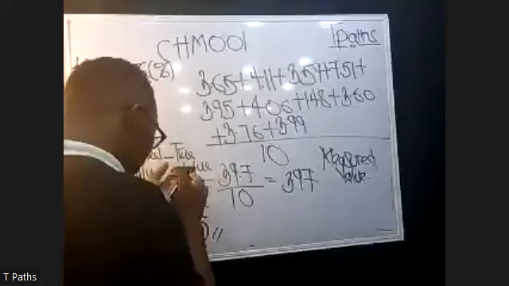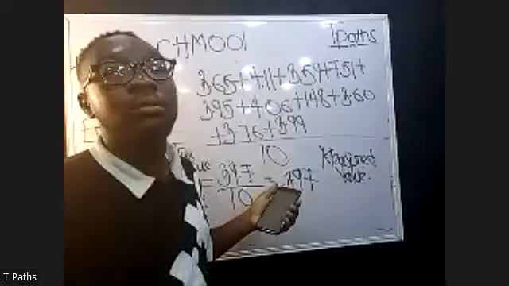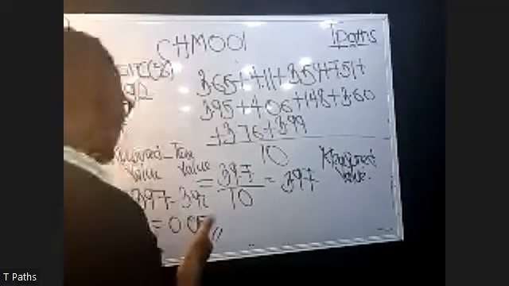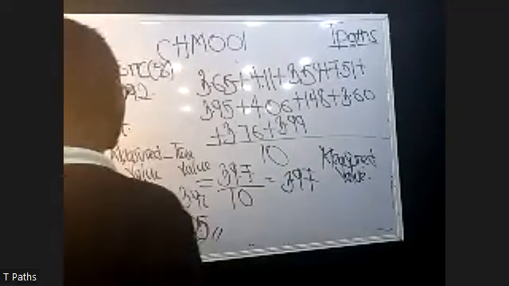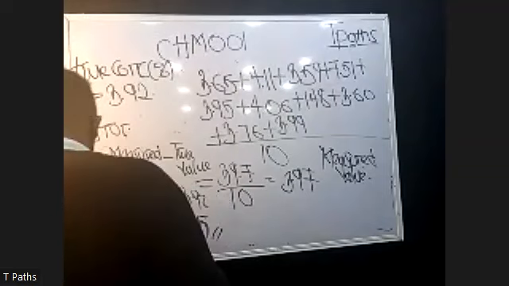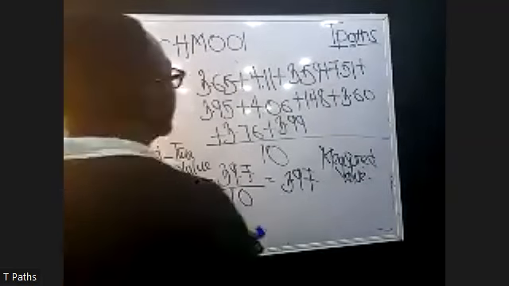Absolute error means even though it's minus, it is 0.05. So we neglect the negative sign there. That's the absolute error, 0.05. Now, the percentage relative error.